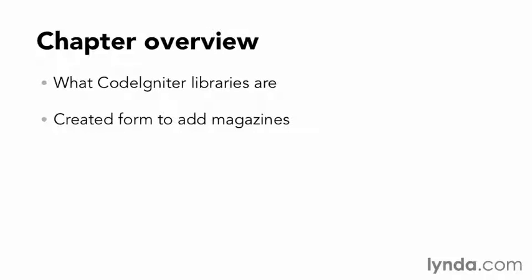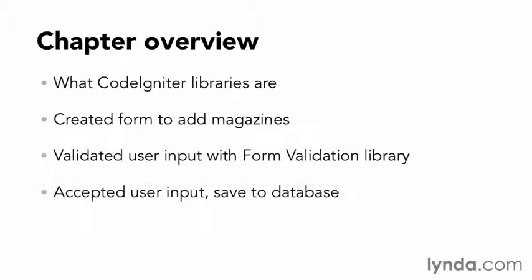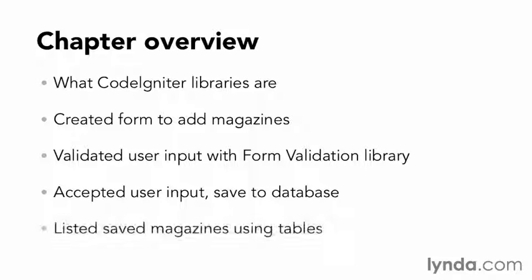In this chapter, I've defined what CodeIgniter libraries are and how to use them. I then created a form to add magazines. With that form, I validated user input using the form validation library, then securely took user input and saved it in the database. Finally, I listed the saved magazines using HTML tables. Libraries are a useful collection of tools in CodeIgniter, but they're not the only collection. There are also helpers, which serve a different purpose.